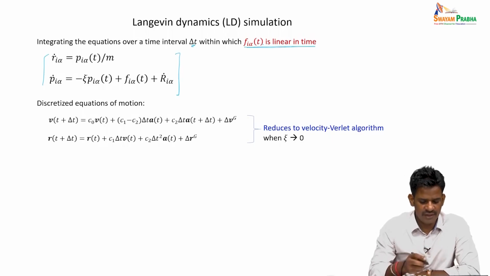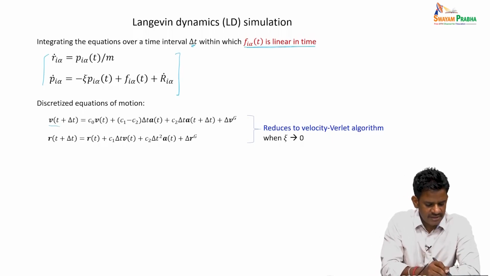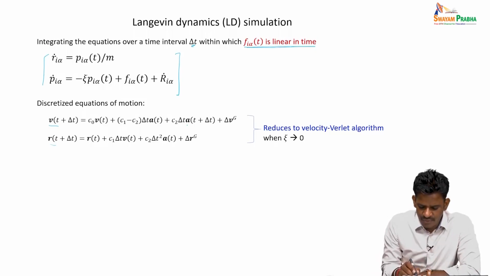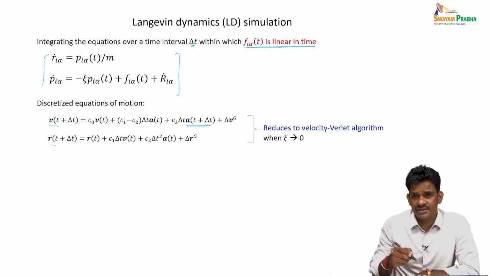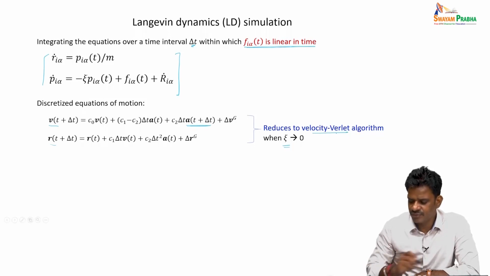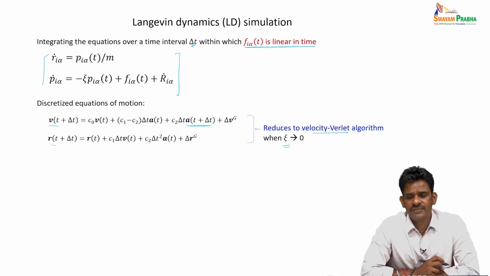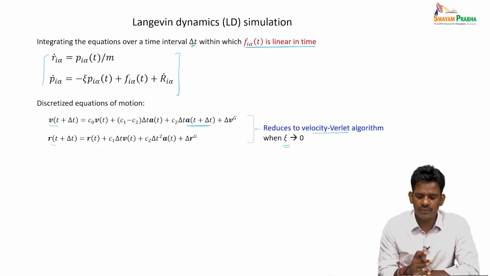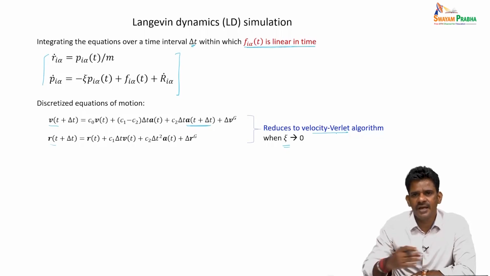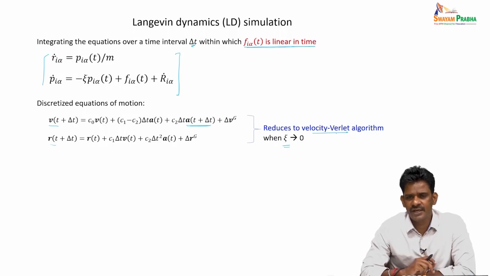So when you do that, you can do a time integration, and you can show that the discretized equation of motion for the Langevin dynamics will have additional components where the acceleration at the next time step is also involved. And then when eta goes to 0, you will see that this set of equations converge to our velocity Verlet algorithm that we used for MD simulations with Newtonian mechanics. So depending upon how we model the forces during a delta t time step, you can get different kinds of algorithms. But what we discussed today are the two most important algorithms that are used in Langevin dynamics.